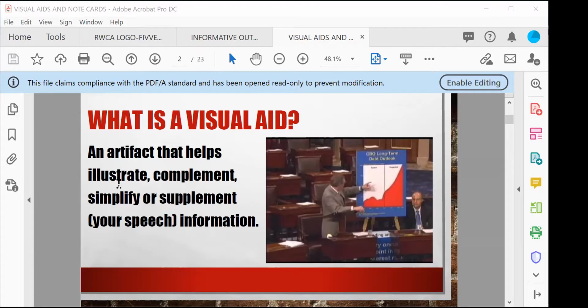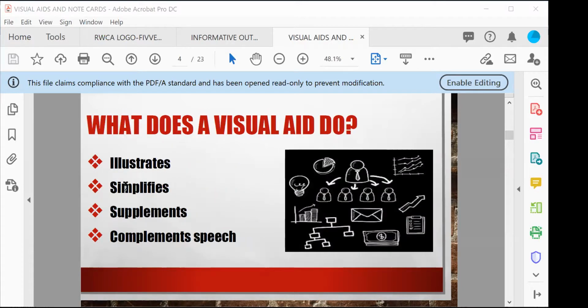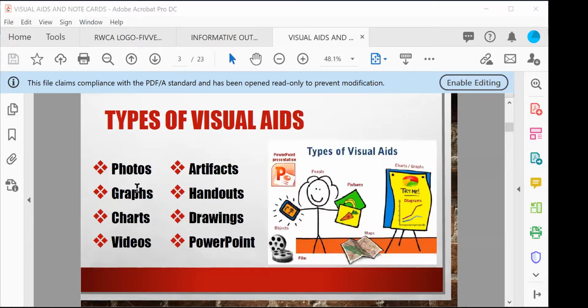Let's see, does this go into it? Okay, I'll use the way that they have. The different types, and there are so many different types of visual aids here. They just give you a list of things that you could use.